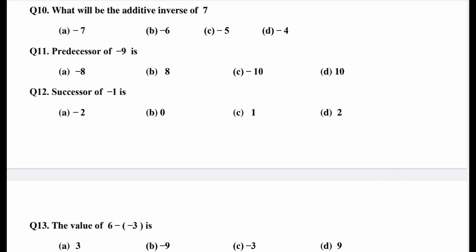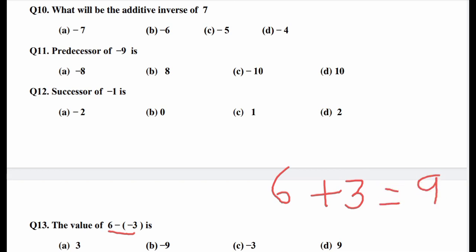Question number 13. The value of 6 minus, in the brackets, minus 3 is: A, 3; B, minus 9; C, minus 3; D, 9. So here we know that minus minus becomes plus. So here 6 plus 3 is equal to 9. So the answer is D, 9.